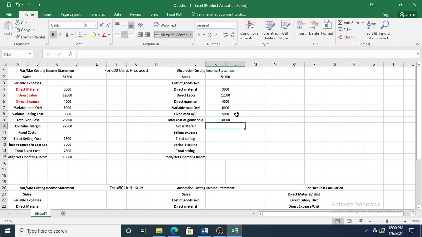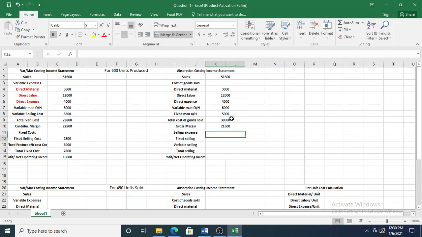We get 30,000. This is the total cost of goods sold for absorption costing. Now the gross margin will be deducting 30,000 from the total sales, which will give us 21,600.